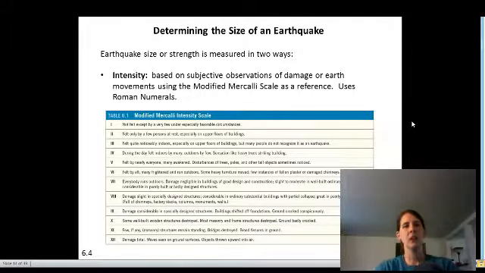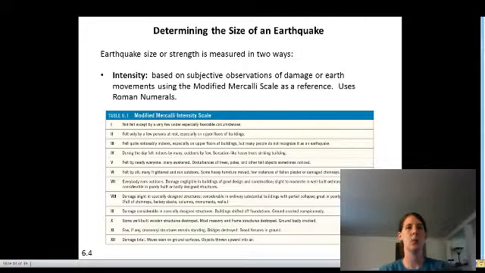So then earthquake size and strength is measured in two different ways. First is the intensity. This is based solely on subjective observations of damage using the modified Mercalli scale. And this scale uses Roman numerals. It runs from 1 to 12. And so a 1 is not felt except by very few under very favorable circumstances, so on sand or really unstable surface to begin with.